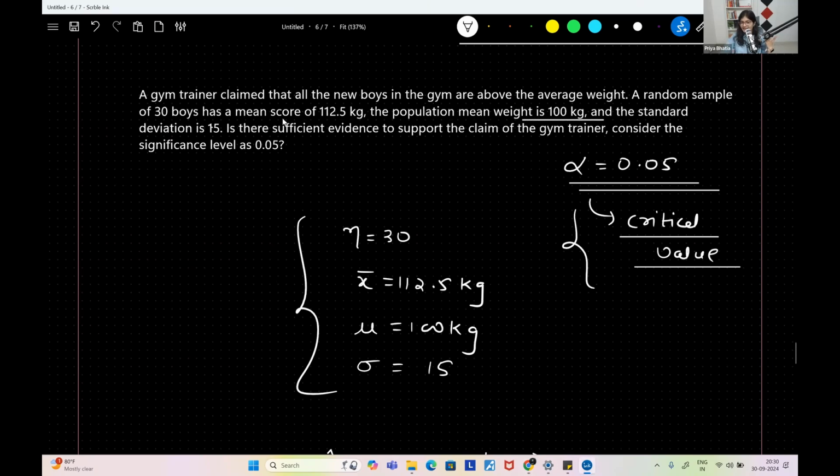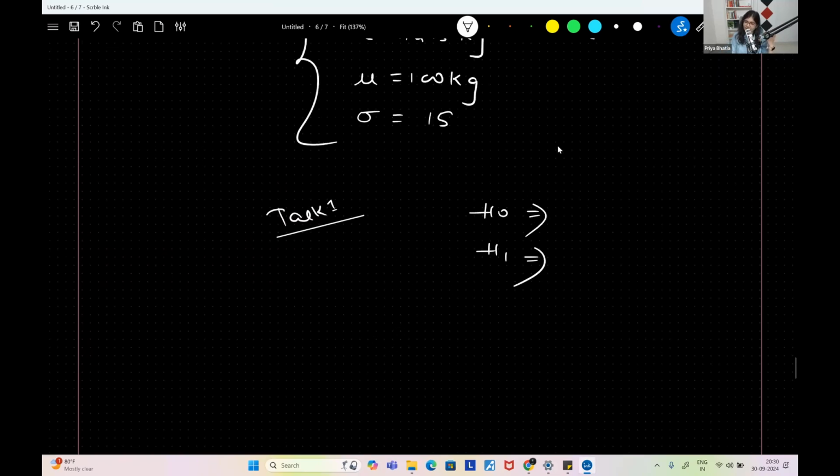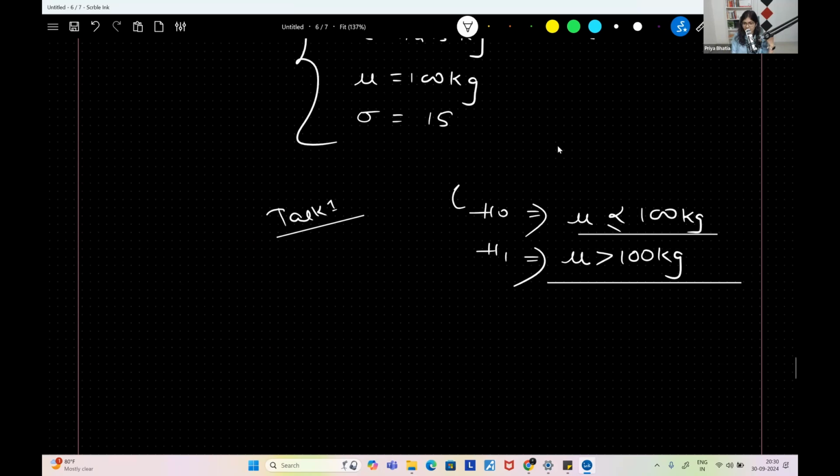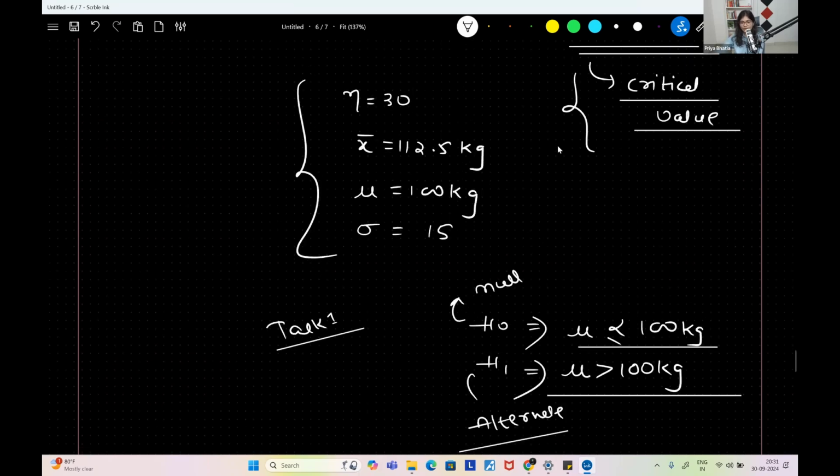So, is there sufficient evidence to support the claim of the gym trainer? The gym trainer says that the value of mu is more than 100 kg. The null hypothesis says that it is not more than, it is less than or equal to 100 kg. This is the null and this is the alternate. What we have to prove is whether that gym trainer is correct or not.